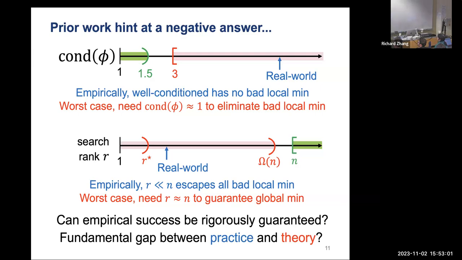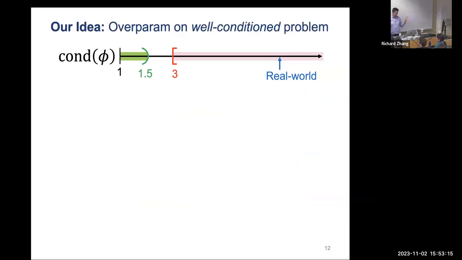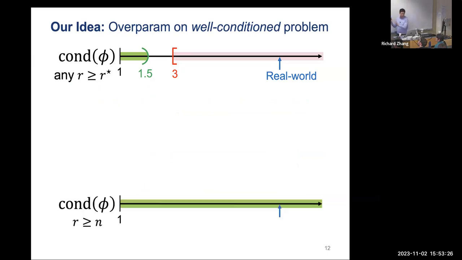So when I came to this problem, what I said was, hold on, you guys are missing something here. You have these guarantees based on condition number, and you have these guarantees based on a search rank and this overparameterization, but they don't talk to each other. So this condition number guarantee, what rank does it apply to? Well, it applies to any rank. It does not consider overparameterization at all. And conversely, the overparameterization guarantee works for all condition numbers.